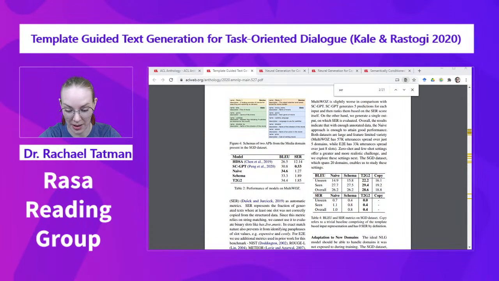Today, we're going to be continuing on a paper that we started last time. And it is, I got the title up there now, Template Guided Text Generation for Task-Oriented Dialogue by Kale and Rastogi, 2020. It's from EMNLP, which happened 2 weeks ago, very recently.